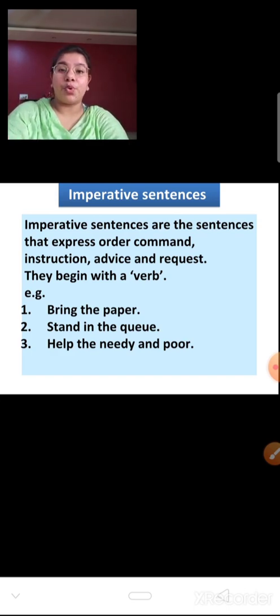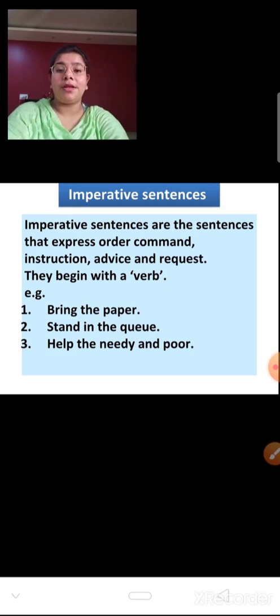Help the needy and the poor. I'm advising you that you should help the needy and the poor. So this sentence becomes an imperative sentence, where a person commands, gives orders, gives you instruction, and at times advises you or requests you. That type of sentences are known as imperative sentences. For example, bring the paper. Here I am telling you to bring the paper, and it is also starting with the verb. Bring is the verb, and an imperative sentence always starts with the verb.